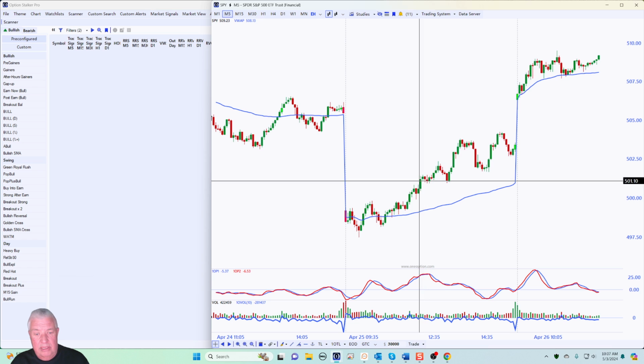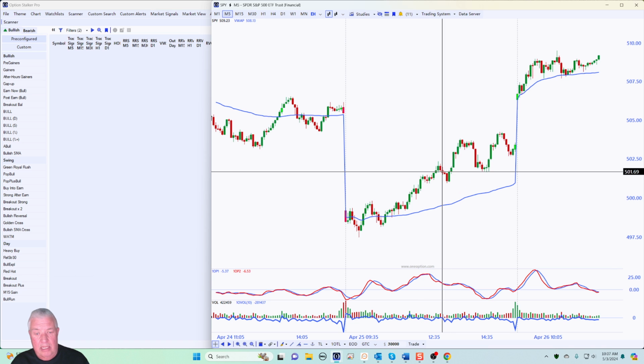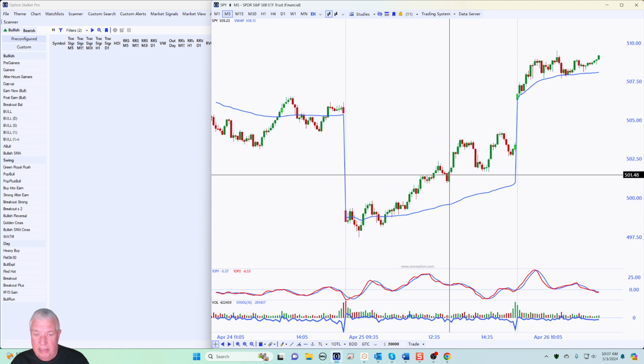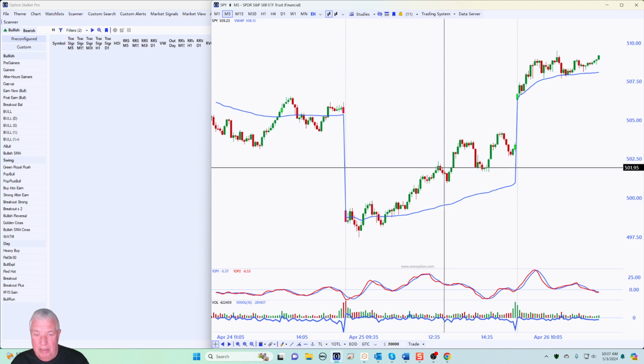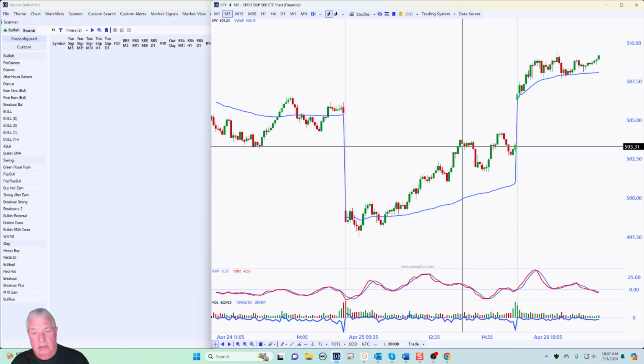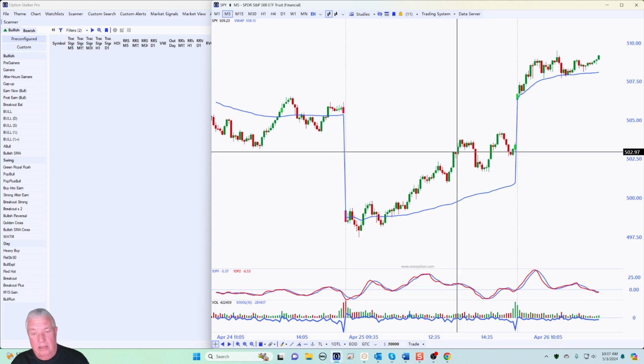So it is preserved. Get a little tiny pullback in here. Still no reason to get short. You're waiting to see if you make a double top in here. Oh no, we don't. All right. Stay the course. Now you've got nice follow through.